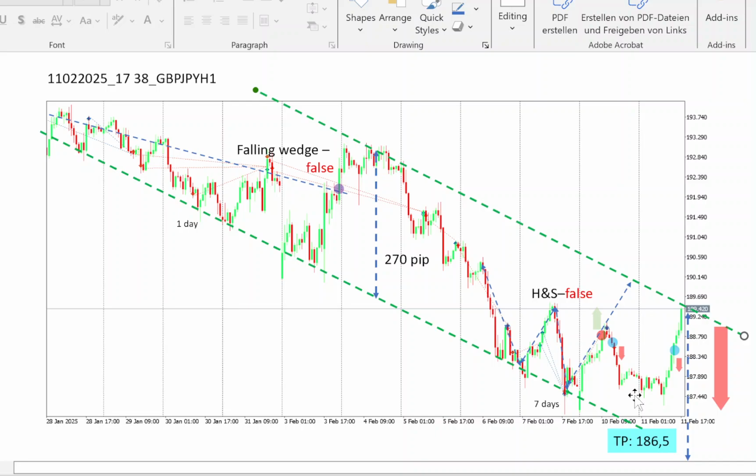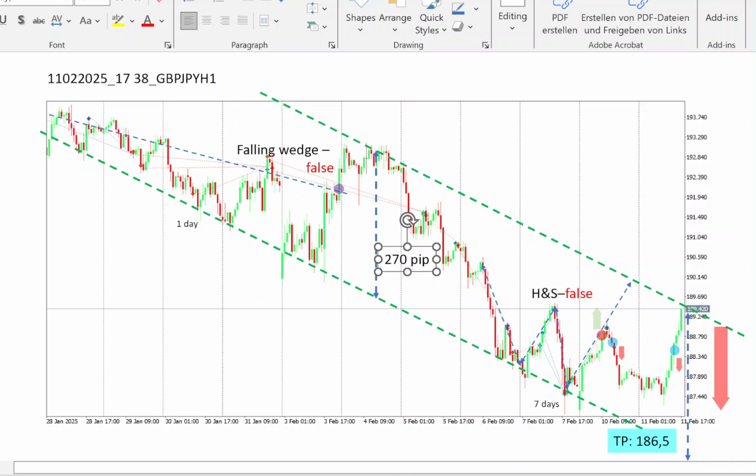But the main target right now is 186.5, based on the length of this channel, which is 270 pips. The take profit I calculated is from the current price minus this 270 pips.